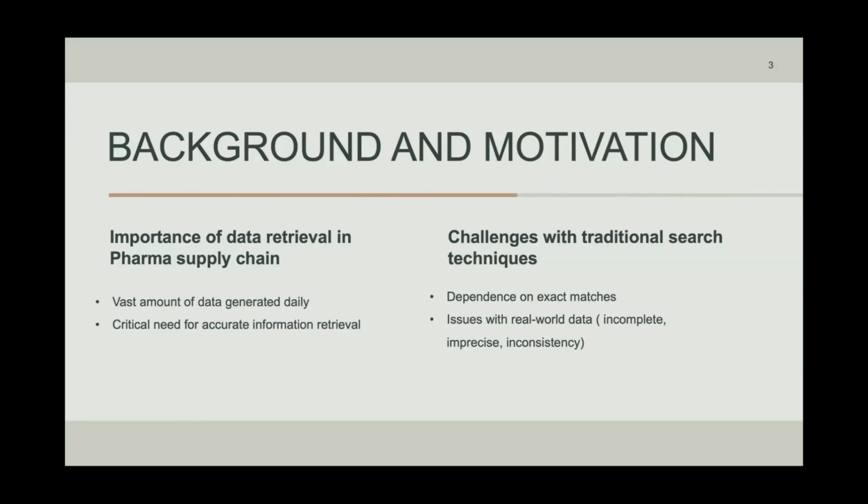For example, a slight typo in a drug name or an address can lead to retrieval failures in an exact match system. This limitation can result in missed opportunities or inaccurate retrieval, posing significant risks, especially in critical areas where it can directly impact health and public safety. This is where fuzzy logic comes into the picture.